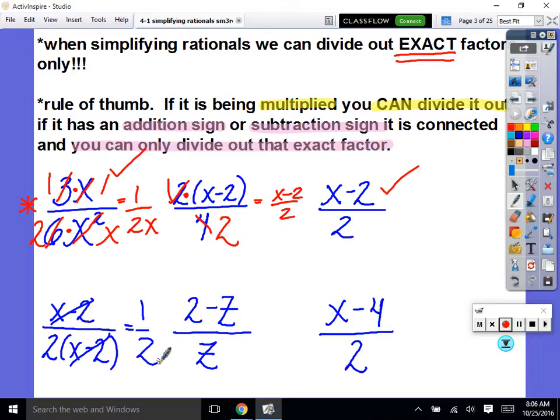Okay, awesome. Can you divide this one out? No, right? This is 2 minus z. It's connected with the subtraction sign. No dividing out unless that exact thing is on bottom. A lot of common errors is z over z is gone. Does everybody understand? Very good. How about this one? Isn't it x minus 2? No, right? X minus 4 is connected with a subtraction sign. That exact thing has to be on bottom. There's nothing more we can do here. Does everybody understand? We're not going to make common errors.